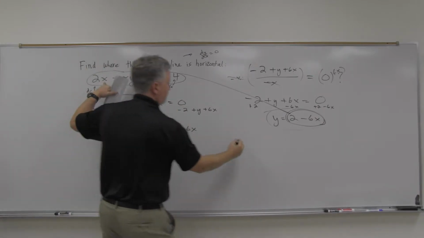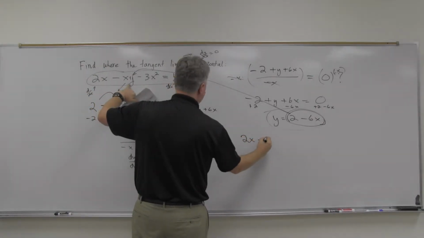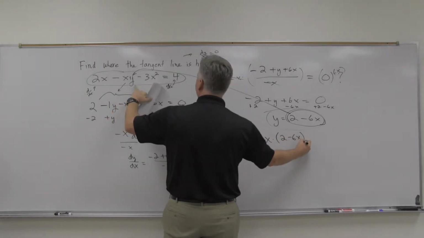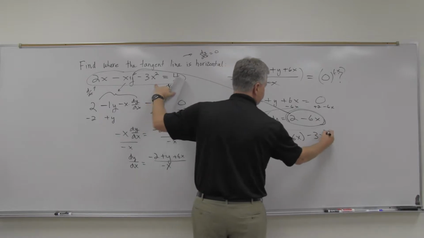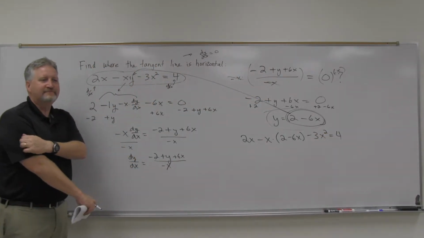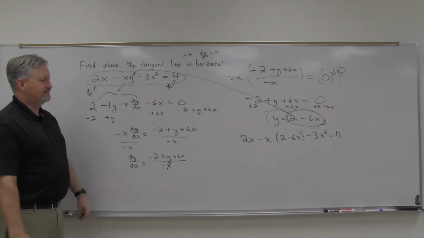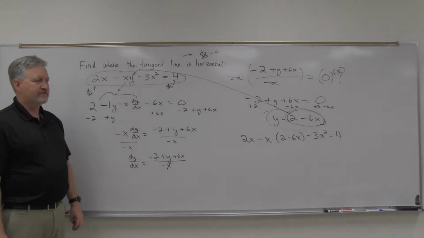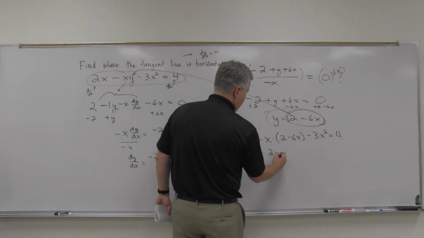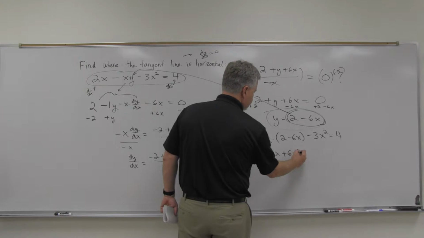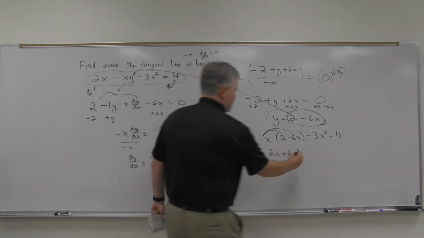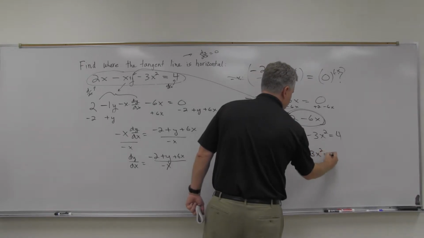So I've got 2x minus x times y, which y is 2 minus 6x. Now we said minus 3x squared equals 4. So it's a little math problem, algebra problem now. Is that okay? See what I did there? So that'd be 2x minus 2x plus 6x squared. I'm just distributing the minus x here. And then minus 3x squared equals 4.